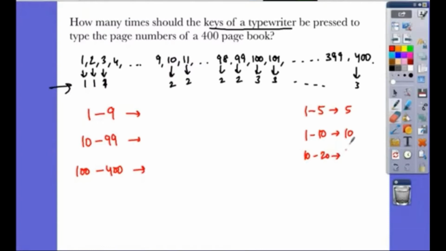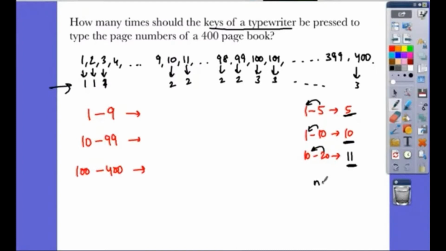How many numbers are there from 10 to 20? That's 11 numbers, not 10. See here, you find the difference. The difference is 4, there are 5 numbers. The difference here is 9, there are 10 numbers. The difference is 10, so obviously there should be 11 numbers.